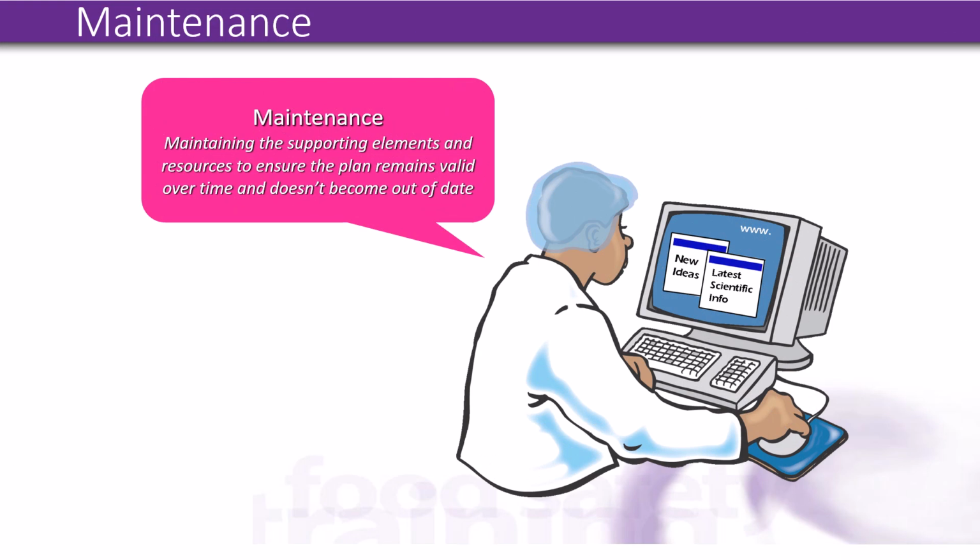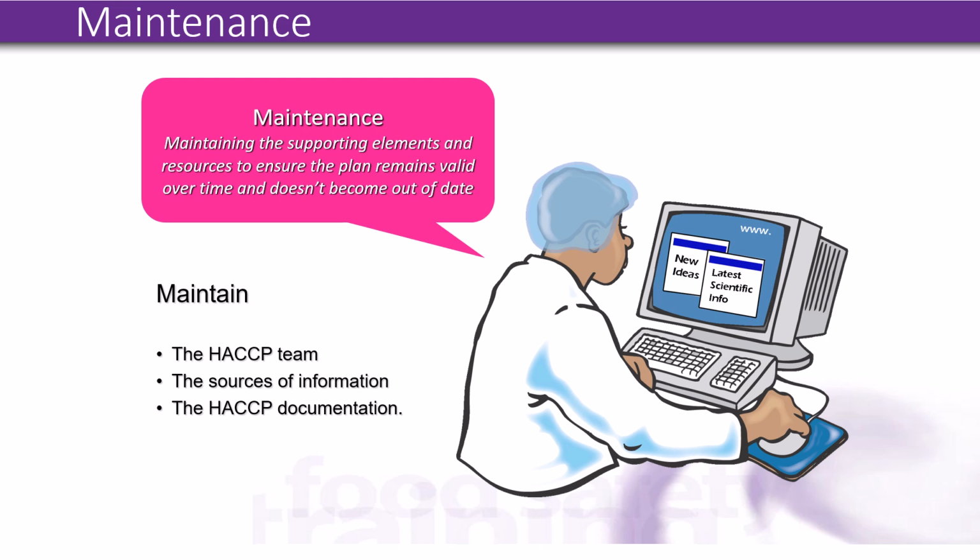Maintenance, maintaining the supporting elements and resources to ensure the plan remains valid over time and doesn't become out of date. So again, another definition which is likely to come up in the exam. You need to maintain the HACCP team, the sources of information, and the HACCP documentation. So everything needs to be kept up to date. And again, that's going to work for your due diligence defense. I mentioned that a couple of times, due diligence defense.